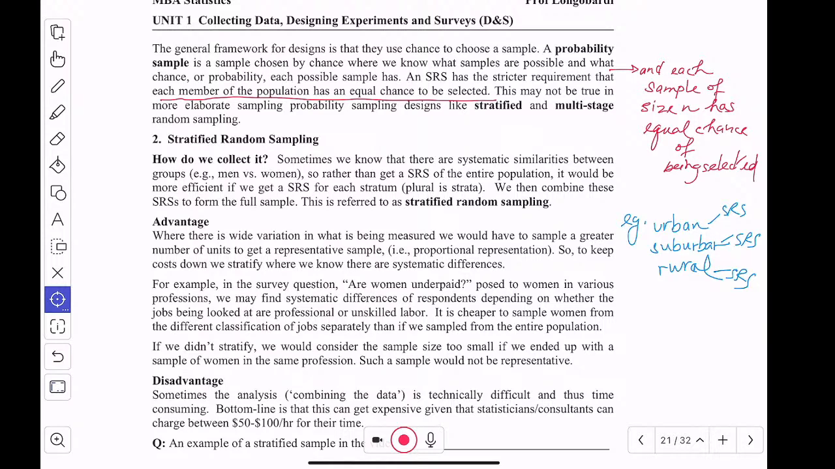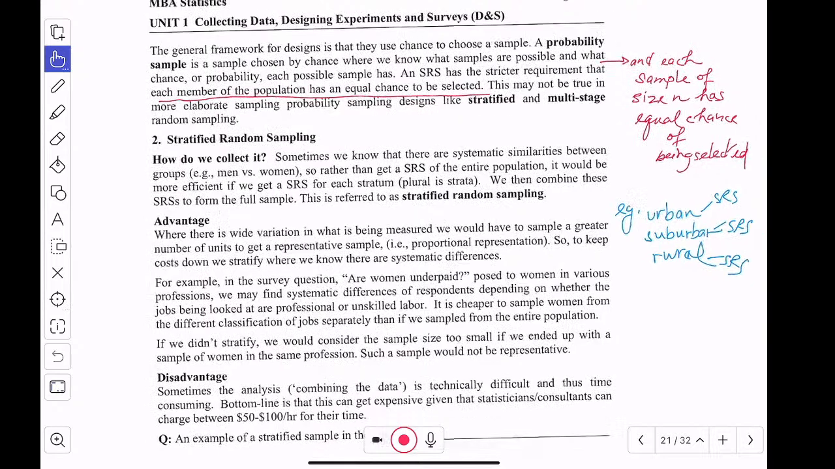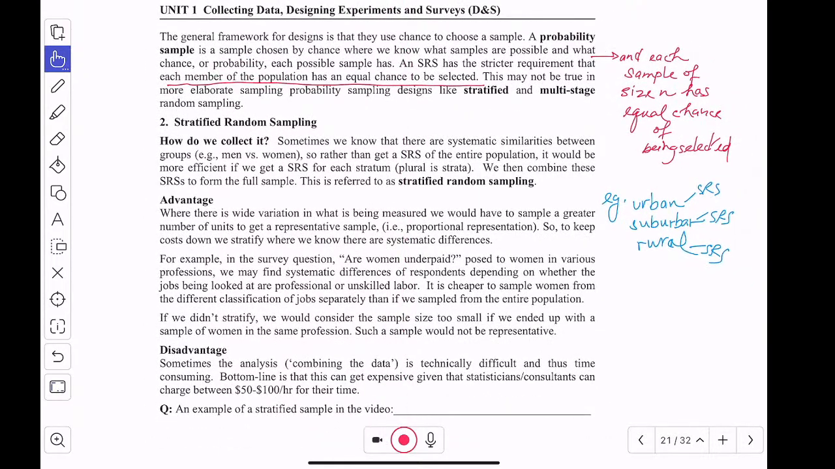The disadvantage of stratified random sampling is just a matter of how do you combine that data in the end. It can be technically difficult and time-consuming, and it could be costly. An example is the census and surveys, and I think the NORC too. There was just a broad survey they talked about towards the end of the video.